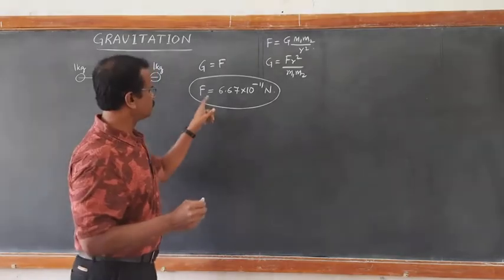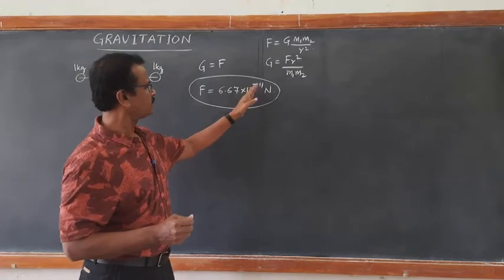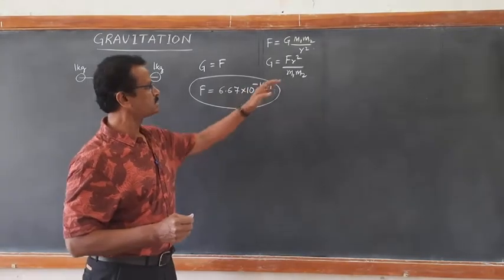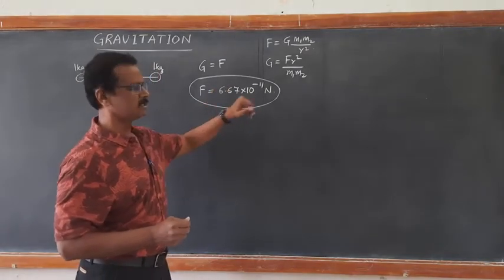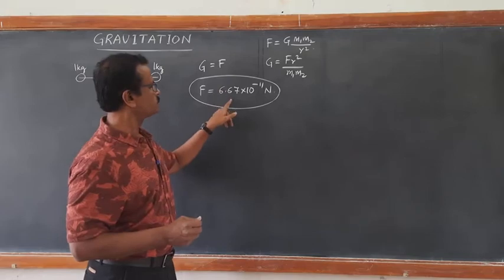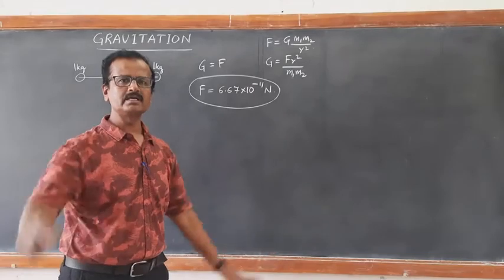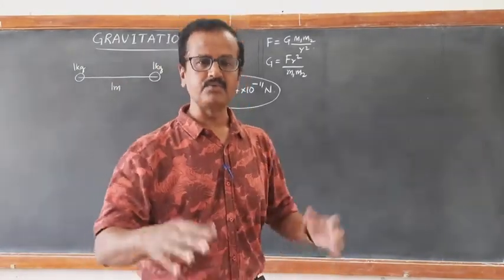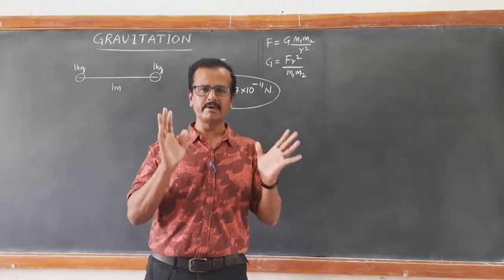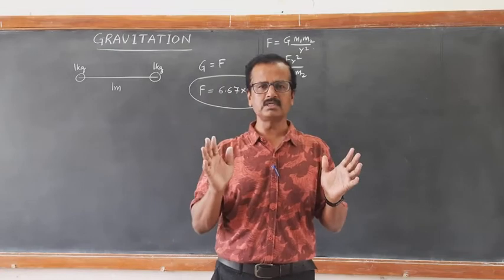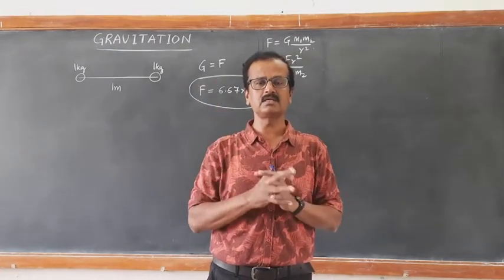The reason is the force of gravitation is very, very weak. It is of the order of 10 to the power of minus 11, and the masses are of the order of kilograms. So if you substitute this in decimal form, it is going to be 0.00011 zeros, 667 Newton. So almost negligible force. Remember, the gravitational force is the weakest of all the forces known in nature.